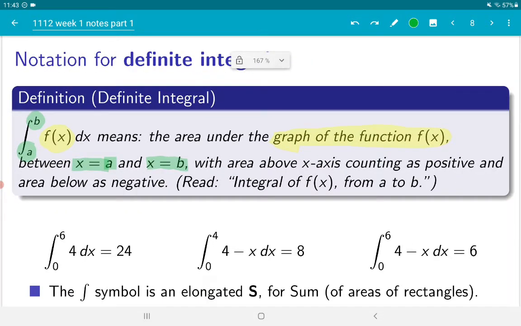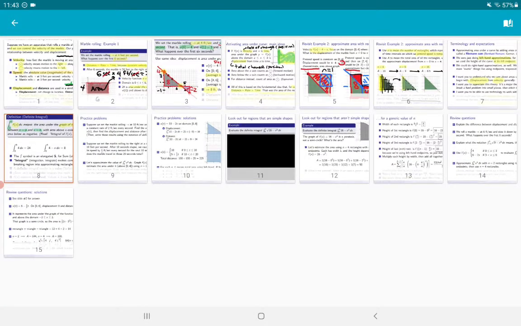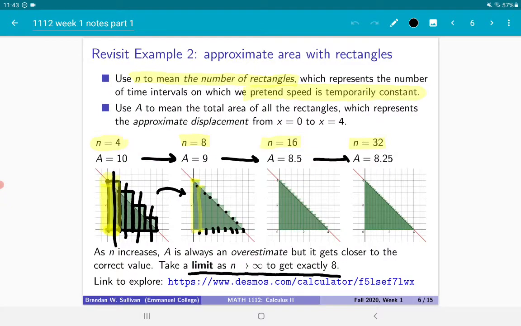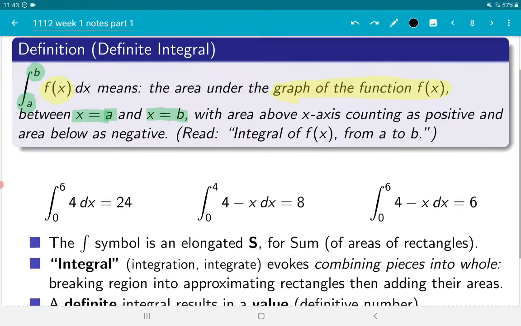Now, a couple things about this. For one, that symbol you see right there really is, and literally was historically created to represent, an elongated S. It's like a stretched out capital S. And S stands for sum, and it's meant to remind us that this whole thing is based on summing or adding up the areas of a bunch of rectangles. Remember that in the last video, we were approximating the area under a curve by taking little rectangles and summing all their areas. That's exactly what this S symbol is meant to evoke.